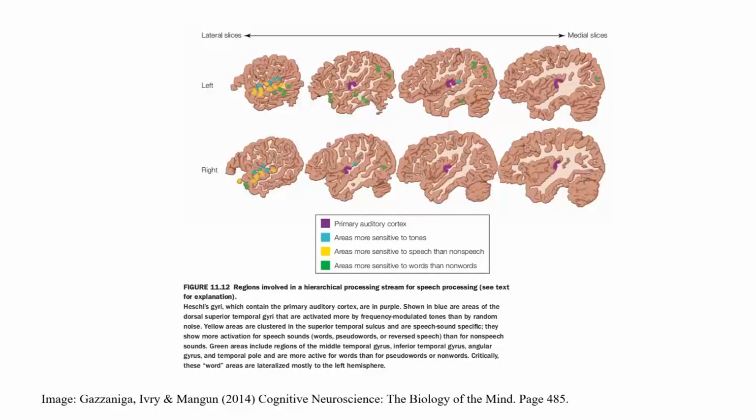Then in this diagram you can see the regions involved in hierarchical processing for speech. Again, you can see Heschl's gyri, the primary auditory cortex, which is in purple. You can see the areas that are more sensitive to tones slightly further in the temporal lobe on the top, and areas that are sensitive to words versus non-words. The areas that are doing meaning are more in this part, the green areas. And then you also see the areas in yellow that are most sensitive to speech than non-speech. So, the speech non-speech difference is being made here.